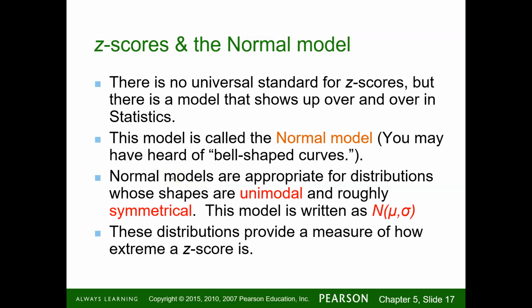Normal models are appropriate for distributions whose shapes are unimodal and roughly symmetrical, and the model is written as N in parentheses mu comma sigma. That's a sigma sign, and it's for standard deviation. So that's mean and standard deviation. What we're going to learn is if we have enough data and enough samples, virtually every distribution, the mean of it becomes unimodal and symmetrical. These distributions provide a measure of how extreme a z-score is.